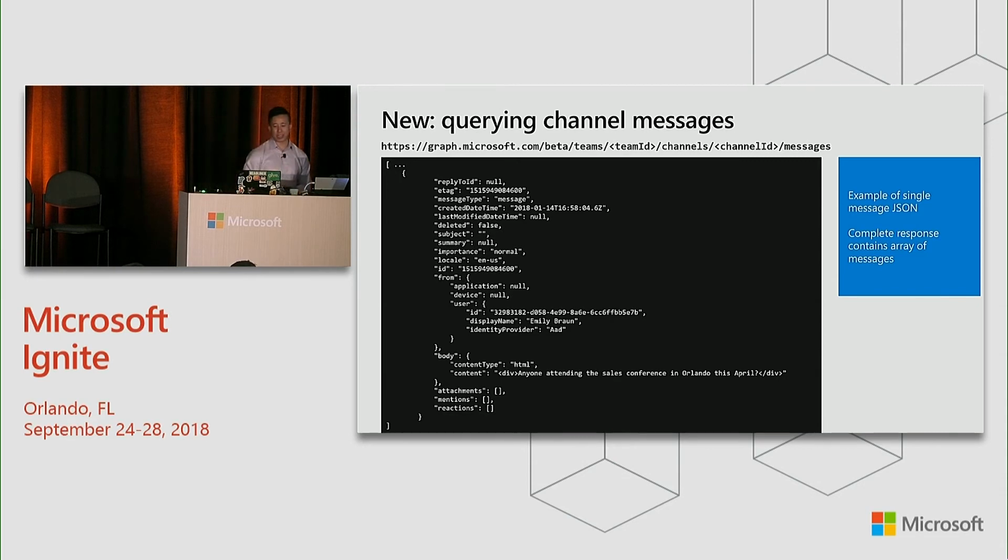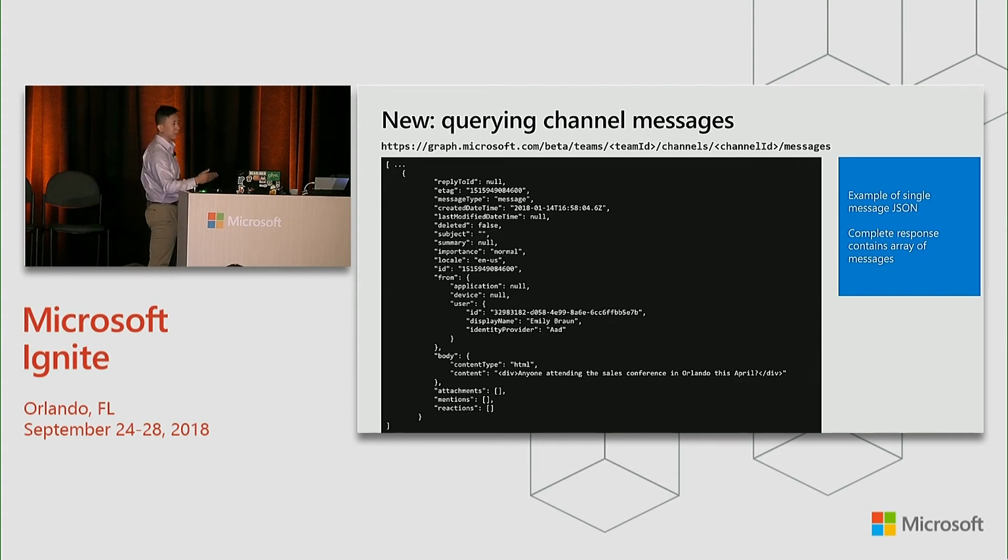So this is just that querying channel messages API that I showed a little bit earlier. Again, this is already documented on the Graph documentation under the beta endpoint, so you can go and check that out. But the other thing I'll mention is that we've spent a long time making sure that the payload really contains everything. So we're throwing the kitchen sink, and you decide how you want to consume it.